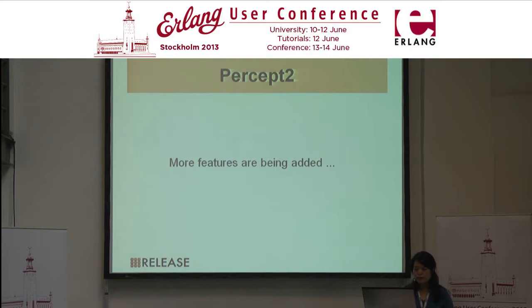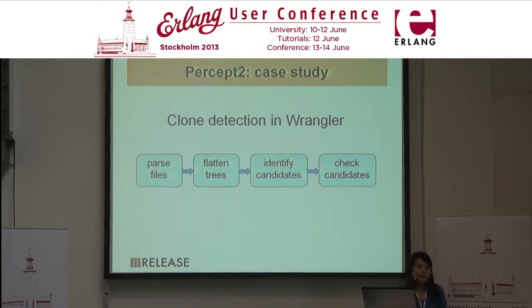Here is a small case study that shows how to actually make use of the information provided by Percept2. I took Wrangler because it's a tool we have developed, so we know what's going on inside. One function of Wrangler is clone detection, to find duplicate code in your code base. It has a number of stages. First you parse files into an abstract syntax tree, then you flatten those ASTs into strings, and then you do string-level clone detection. Then you get the candidate clones, and you check them to get rid of false positives.